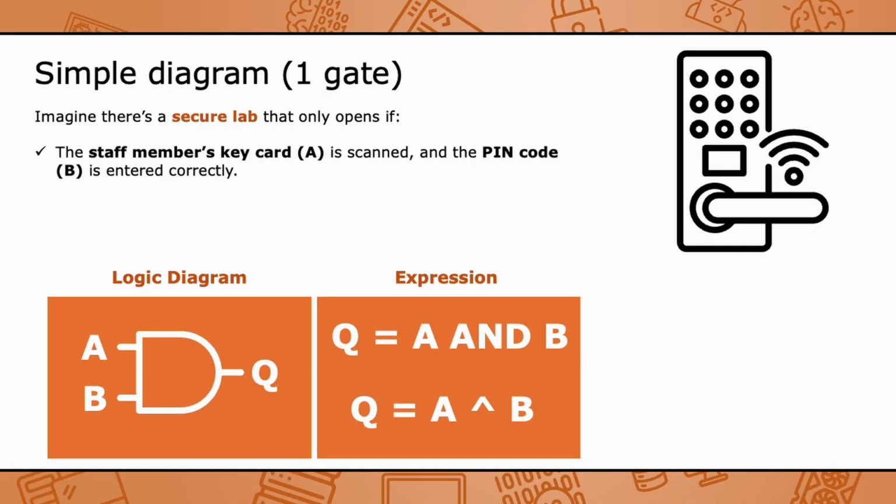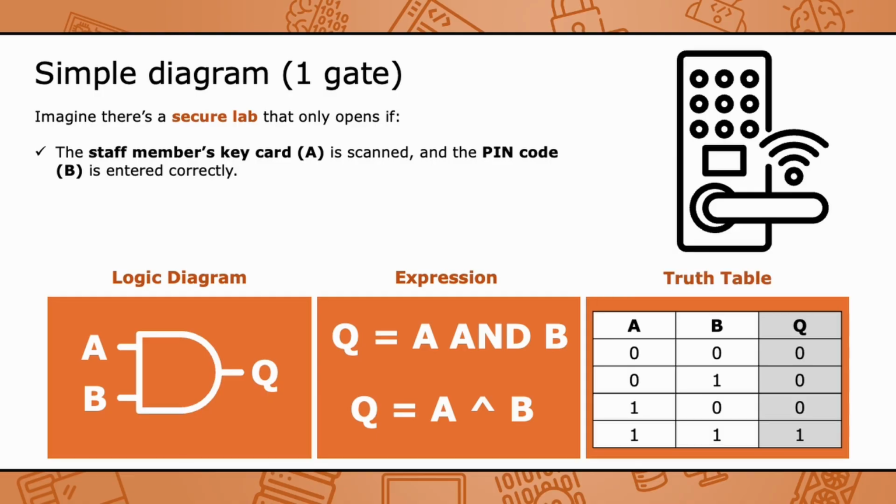And then we've got the expressions that go along with this diagram. Q, the door opens, equals A AND B, or we've got Q equals A AND B with a caret symbol. And finally, the truth table that we've seen in our last video: our two input columns A and B with our different inputs, followed by our output column showing the results of those inputs.